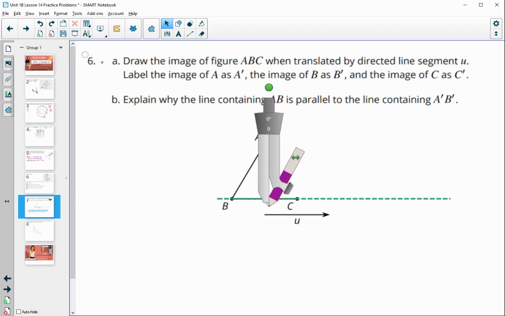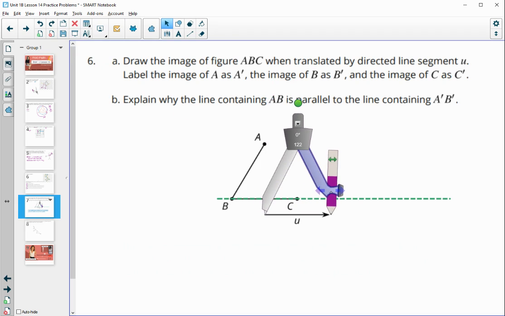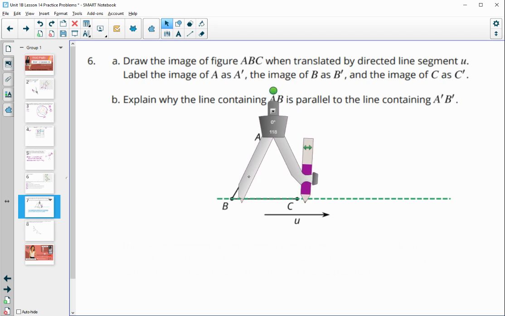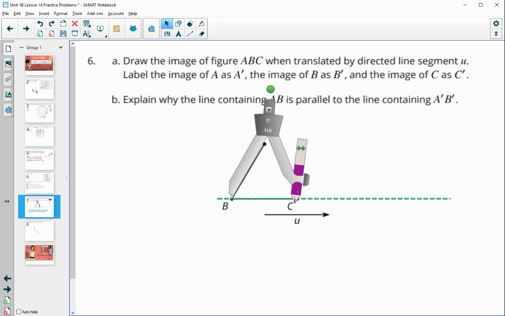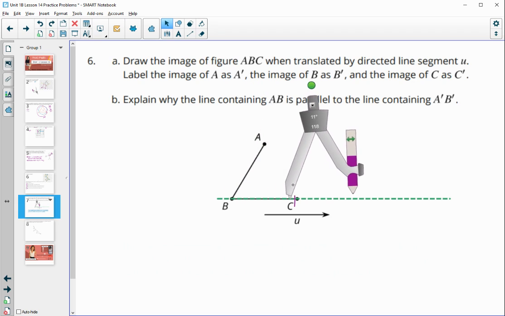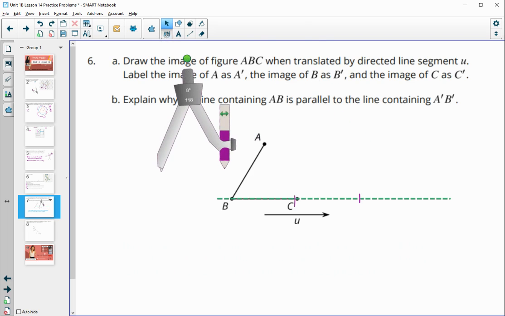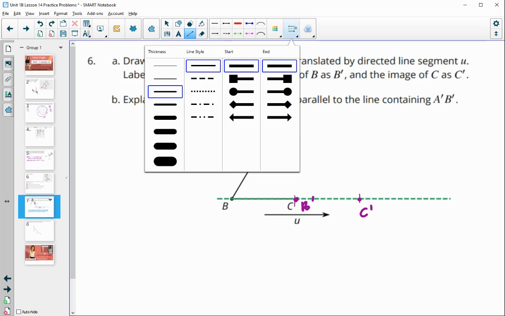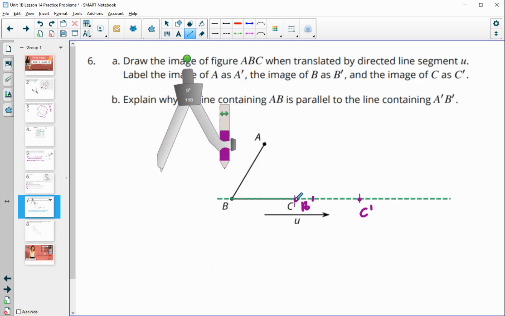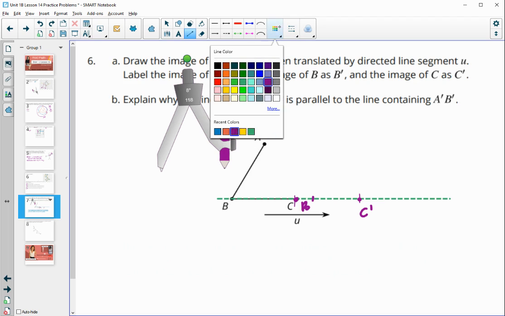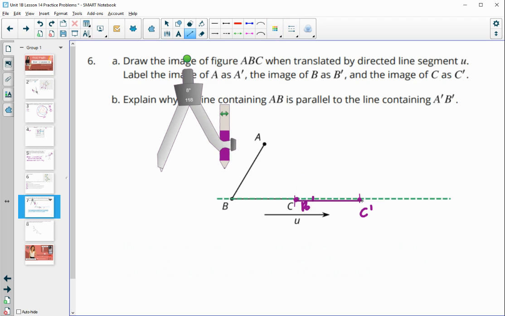Then you can take your compass and open it to the length of this vector so that you're able to mark off exactly how far B prime is going to go and then exactly how far C prime is going to go. So that gives us that B prime landed on C and then that C prime is here. And so let me just get this drawn in. So here's that new segment.